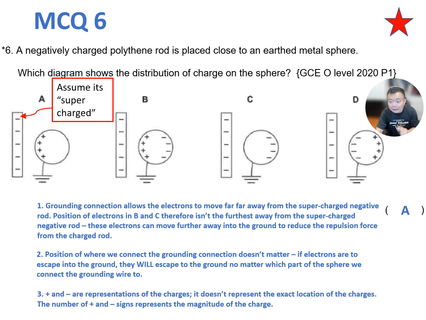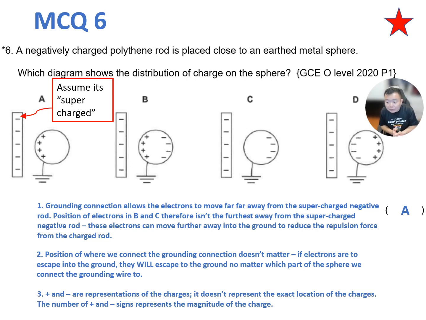And the last point is something I mentioned just now. In all these diagrams, the pluses and the minuses that we draw are just representations of the charges. It doesn't mean that if we draw four positive signs on the left, there are only four protons and that is the location of the protons. It doesn't mean that. It's just a representation.